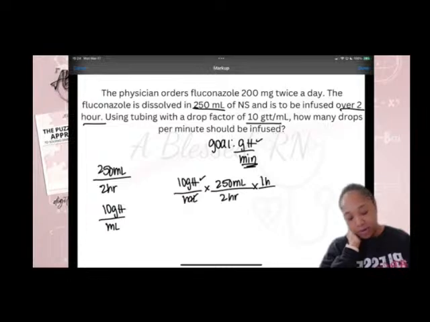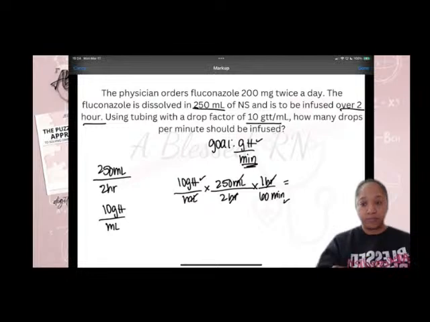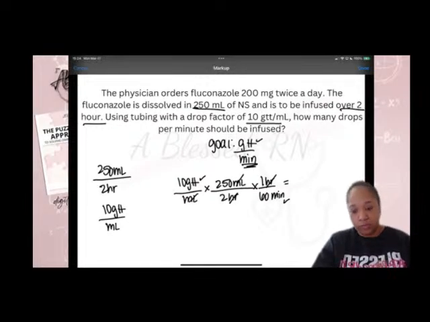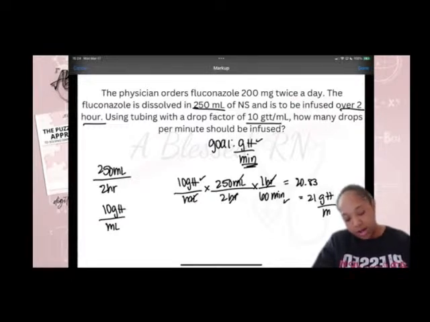So I have to do my 1 hour over 60 minutes to cancel out my hours. My milliliters are gone, and now I have drops on the top and minutes on the bottom. Okay, so 10 times 250 is going to be 20.833333, right? So if we round this to the nearest whole number, it'll be 21 drops per minute.